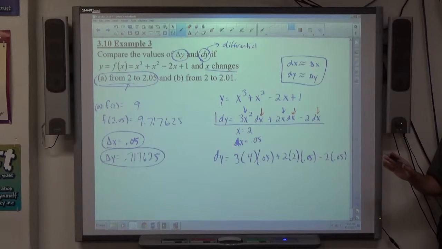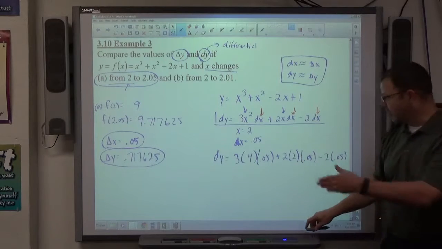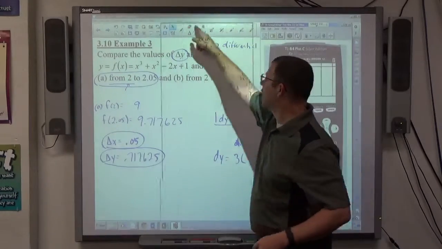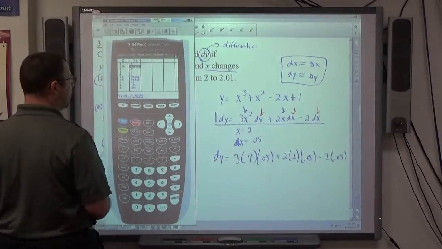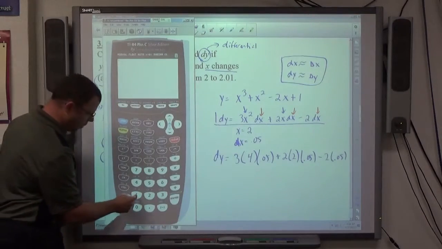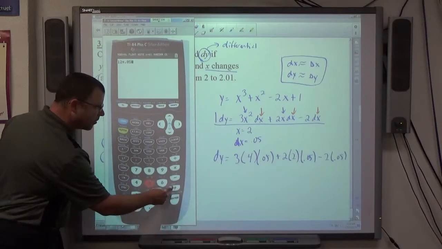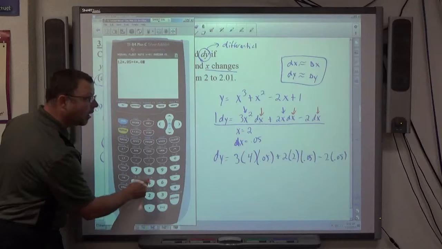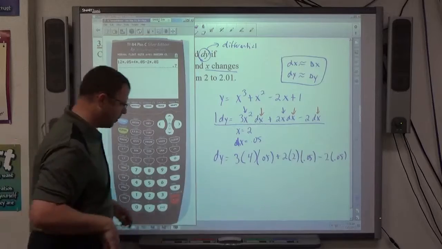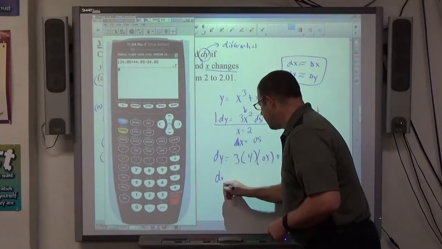Now before I start evaluating this, what should I expect this to be close to? 0.71765. Exactly, 0.71765. dy is supposed to be approximately the same as delta y, right? We just figured out delta y exactly. So this should be pretty close to 0.717625. So it's just a matter of typing all that in my calculator. So 3 times 4 is 12 times 0.05 plus 2 times 2 is 4 times 0.05 minus 2 times 0.05 comes out to 0.7. dy equals 0.7.